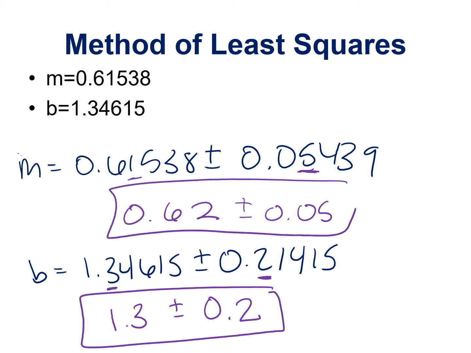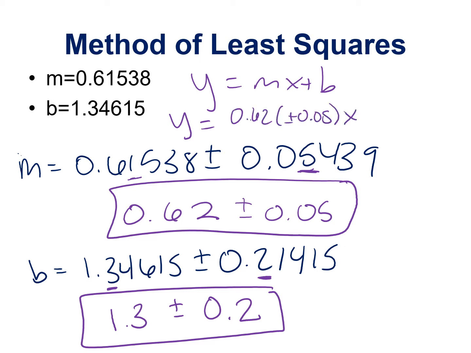And you could also write the equation out like that too. So y equals mx plus b, but you can also use these values in there. So that would be y equals 0.62 plus or minus 0.05x plus 1.3 plus or minus 0.2. So you could write it either way.